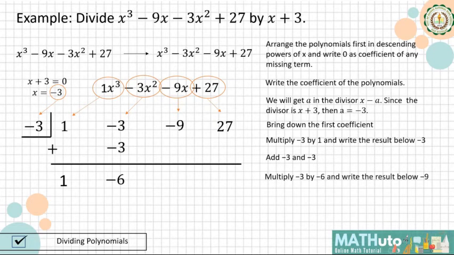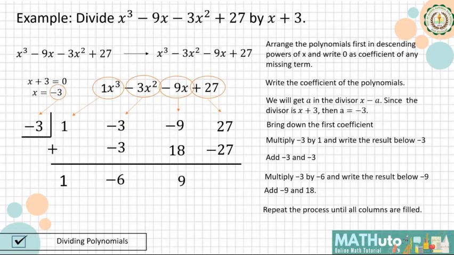Again, repeating the process, multiply negative 3 and negative 6, and then write the result below negative 9. Negative 3 and negative 6 is positive 18. Then add negative 9 and 18. We have positive 9. Repeating the process until all columns are filled. So we have here 9 multiplied by negative 3 is negative 27. And 27 plus negative 27 is 0.